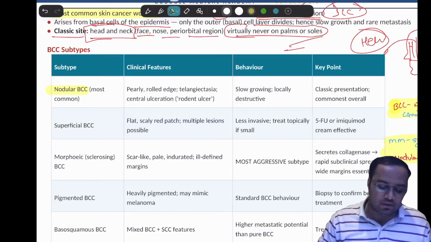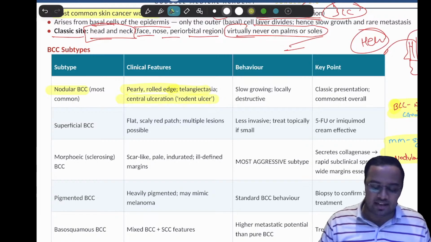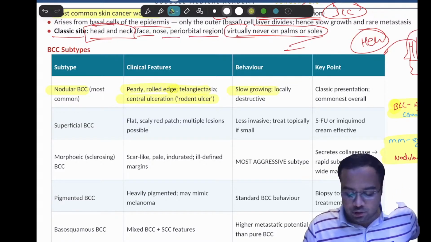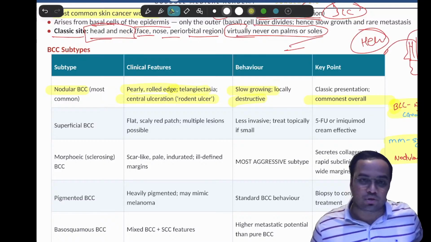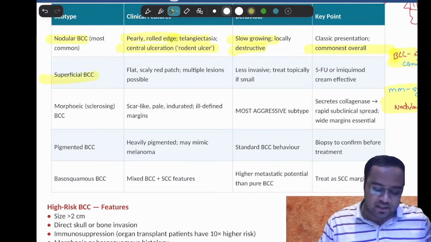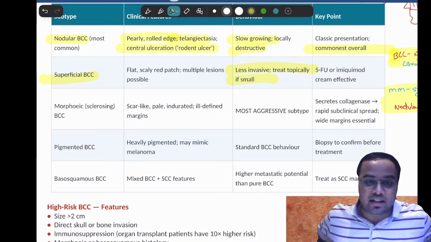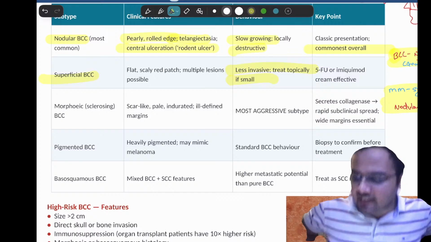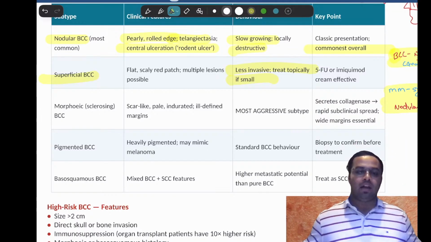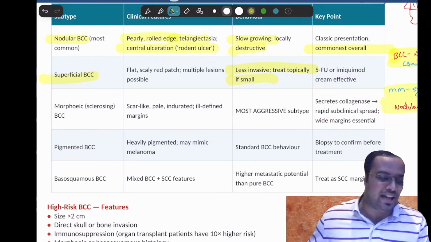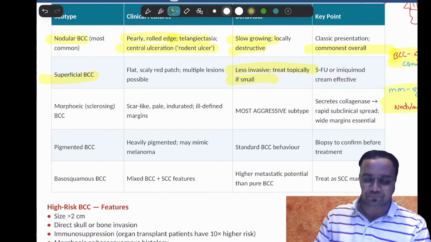So nodular is the most common: pearly rolled-out edges and telangiectasias with a central ulcer, slow growing, locally destructive, and it is the commonest overall. Good prognosis. Superficial is less invasive and can be treated topically. So whenever basal cell carcinoma is presented to you, you can actually treat it. So we are going to draw a small table which is going to give you a more high-yield output.